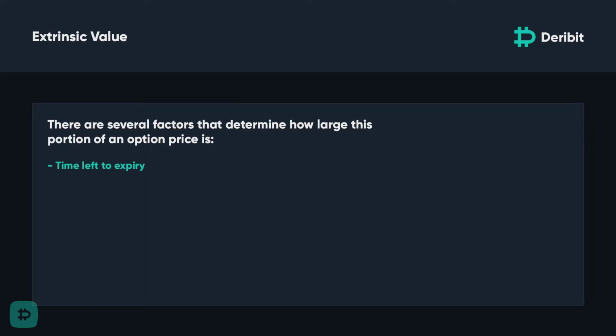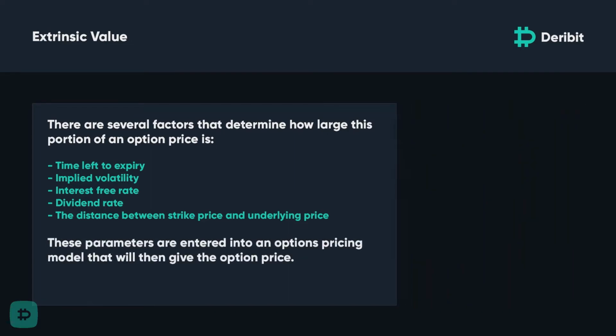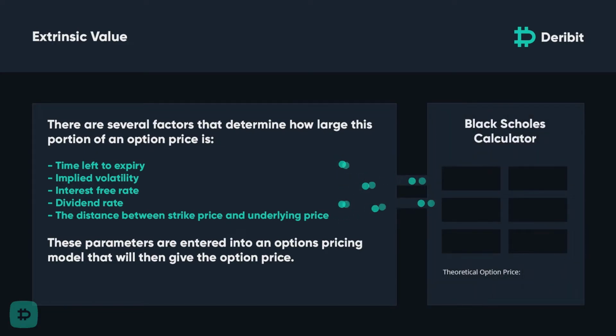The time left to expiry, the implied volatility, the interest-free rate and dividend rate, and finally the distance between the strike price and underlying price. These parameters are entered into an options pricing model, and that will then give the option's price. The most common option pricing model is the Black-Scholes model, and this is what is used on Deribit.